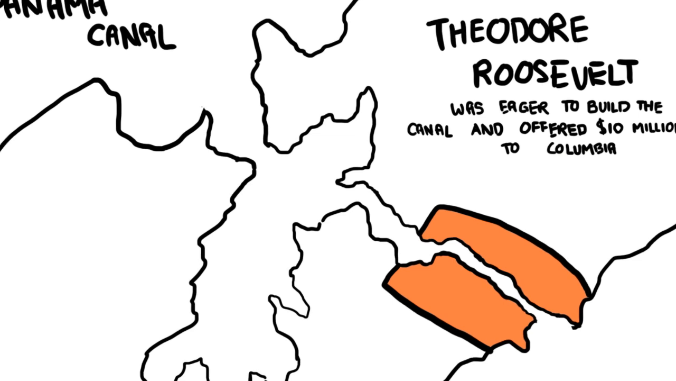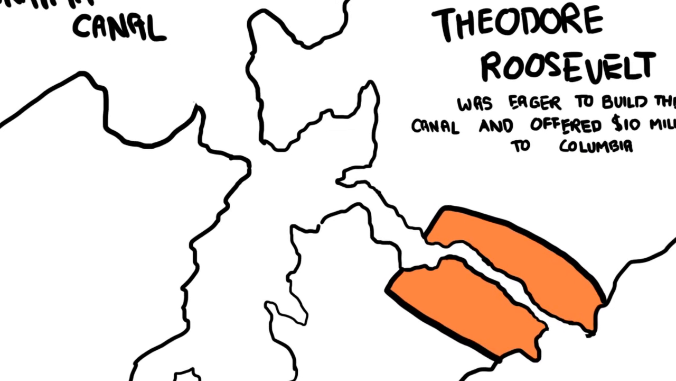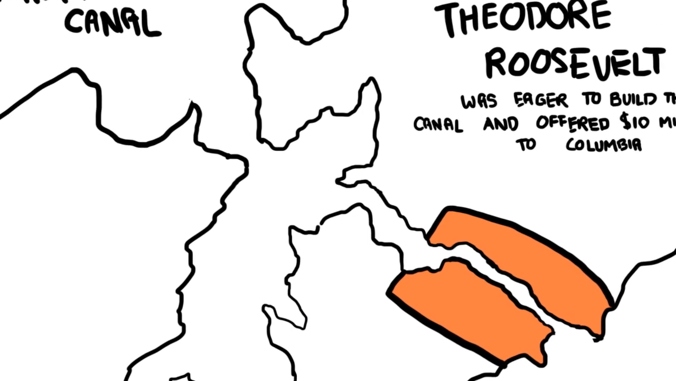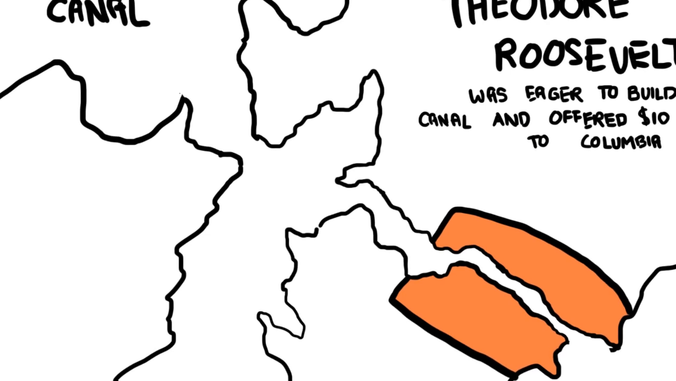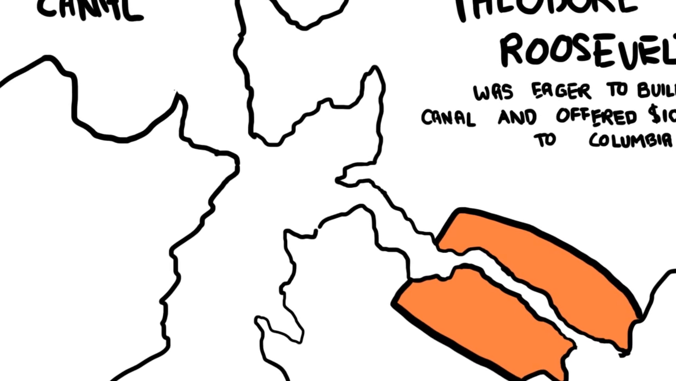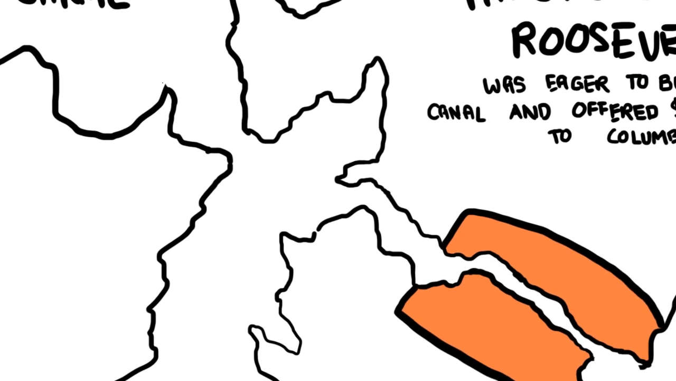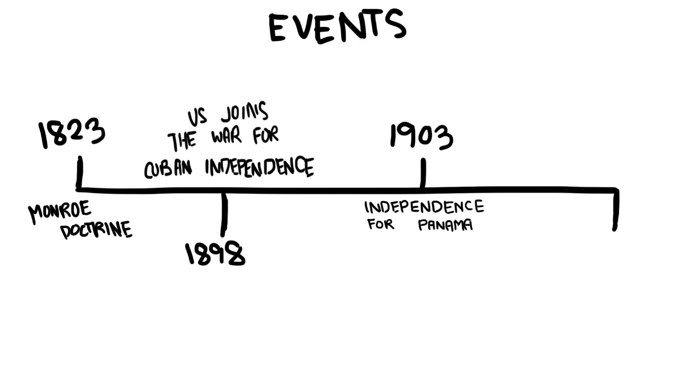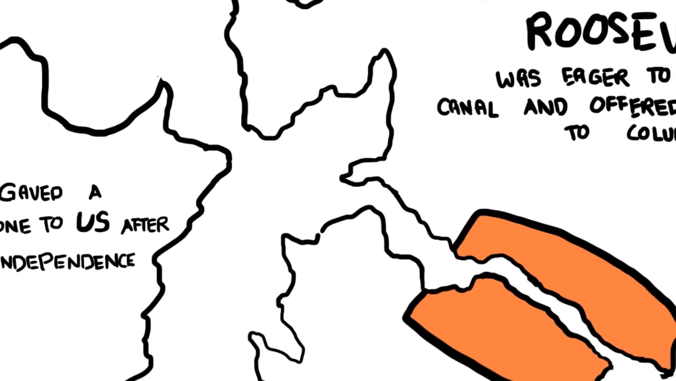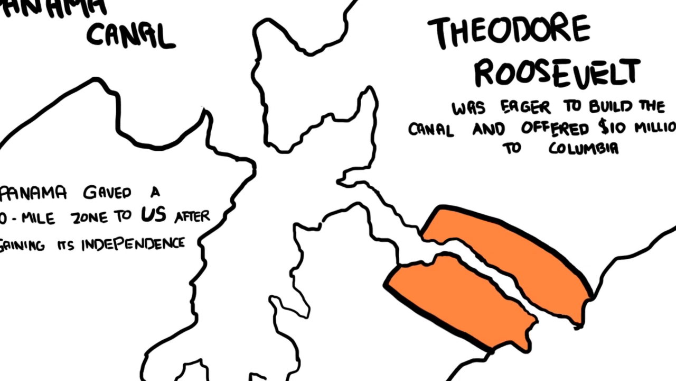In 1903, Panama was a province of Colombia. Roosevelt offered that country $10 million plus a yearly payment for the right to build a canal. When the Colombian government demanded more money, the United States responded by encouraging a revolution in Panama. In 1903, with help from the United States Navy, Panama won its independence. In gratitude, Panama gave the United States a 10-mile wide zone in which to build a canal.